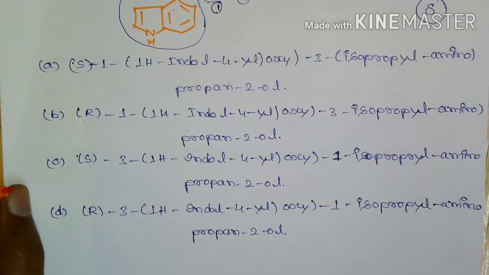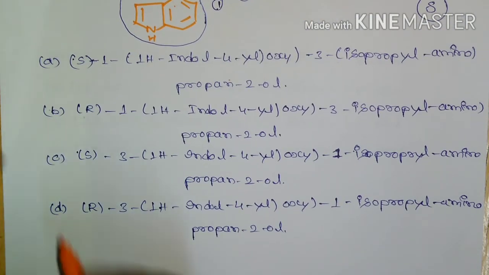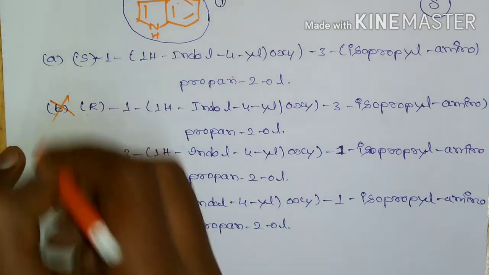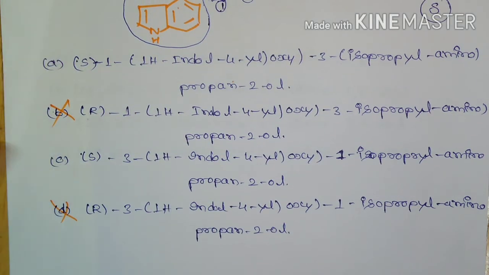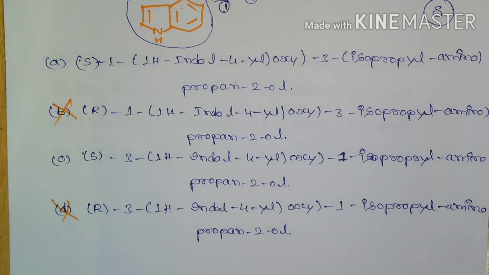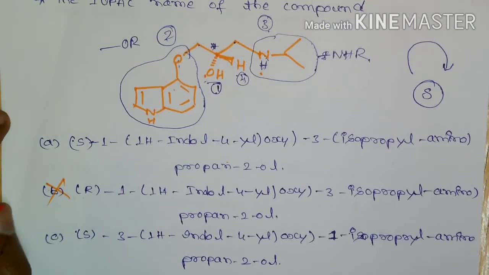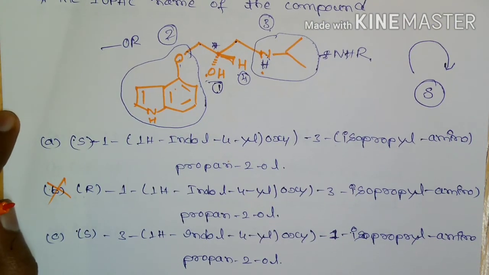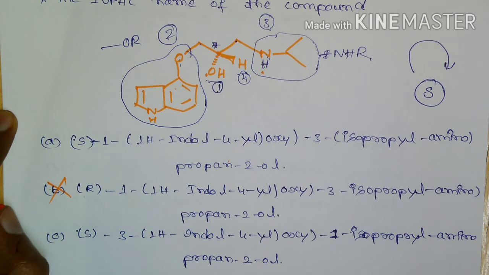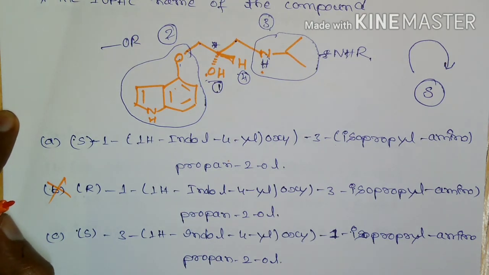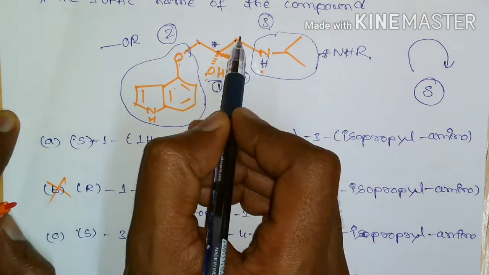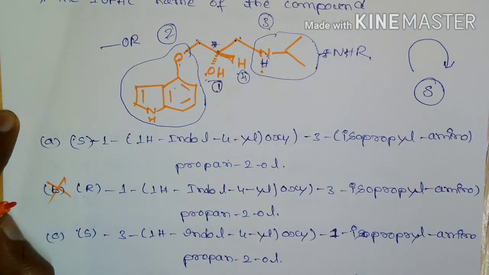Now we need to give numbering. If we look at the options, these two will be ruled out. Since we have got S configuration, these two are the configurations possible. Now we need to give numbering. From where are we going to give numbering? Whether we are going to start from 1 2 3 or 1 2 3, that one we need to decide.